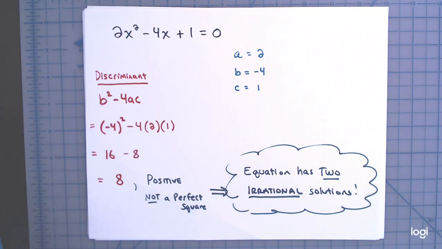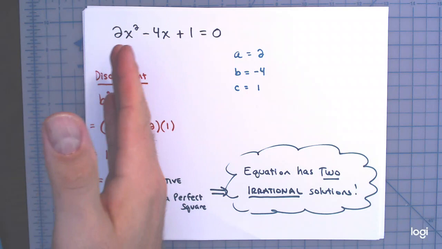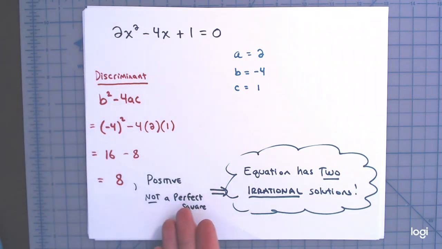Okay, so I think that's enough. I didn't cover that first case, but again, if the discriminant ends up positive and is a perfect square like 9 or 16, then you'd have two rational solutions, right? So you might come across examples like that as well.